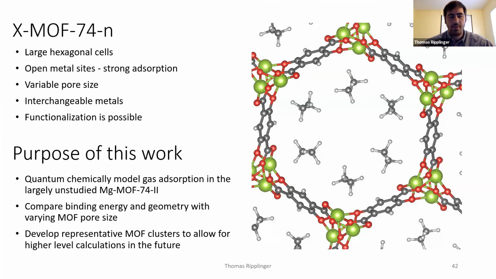So the purpose of this work is to model the gas absorption in this structure, but particularly for the structure that's one size larger, MgMOF-74.2. This is relatively unstudied, even though it has shown very promising properties. And then to compare the binding energies and the geometries of that larger MOF-74.2 with MOF-74.1, the one that's pictured here. And then to develop another method to study these using molecular clusters instead of the more computationally expensive periodic boundary conditions model. Next.